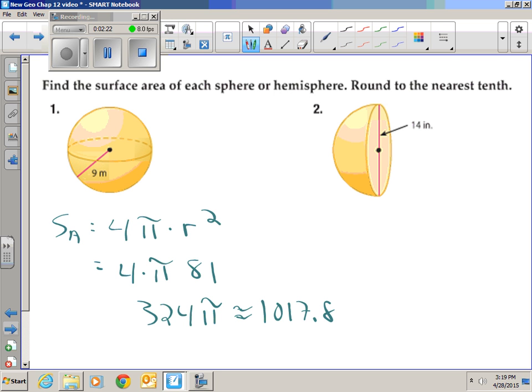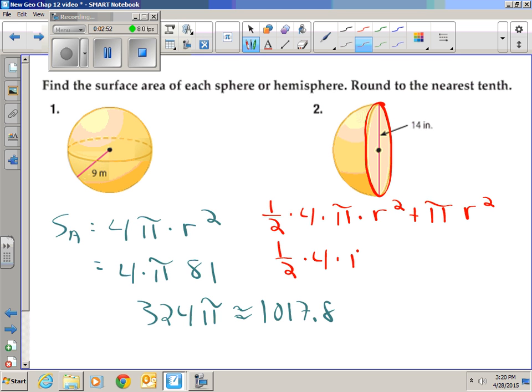1,117.8. If you look at this problem right here, I have half of the surface area of my sphere. So I have 1/2 times 4 times pi times radius squared. And I also have a circle. The area of that circle, and that's my great circle, so it's going to be plus pi r squared. In this case now, I have 1/2 times 4 times pi. My radius is 7 because the diameter is 14, plus 49, 7 squared, pi.